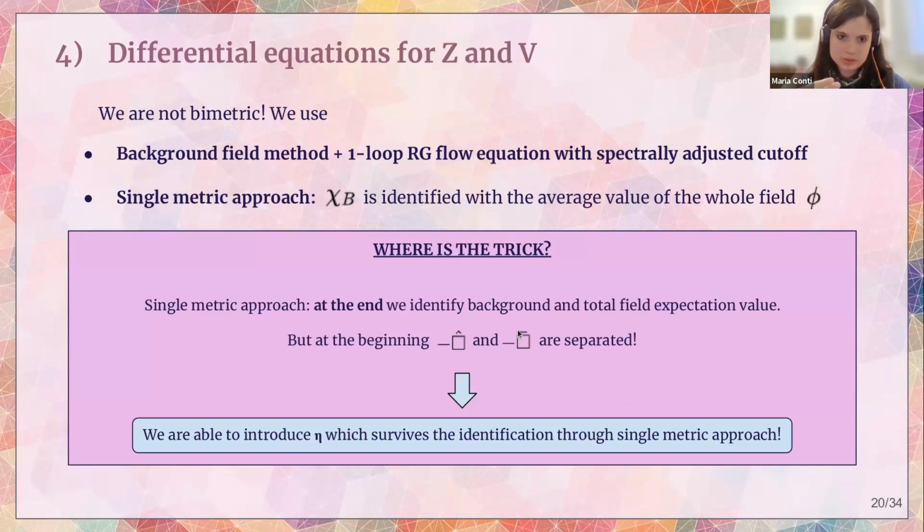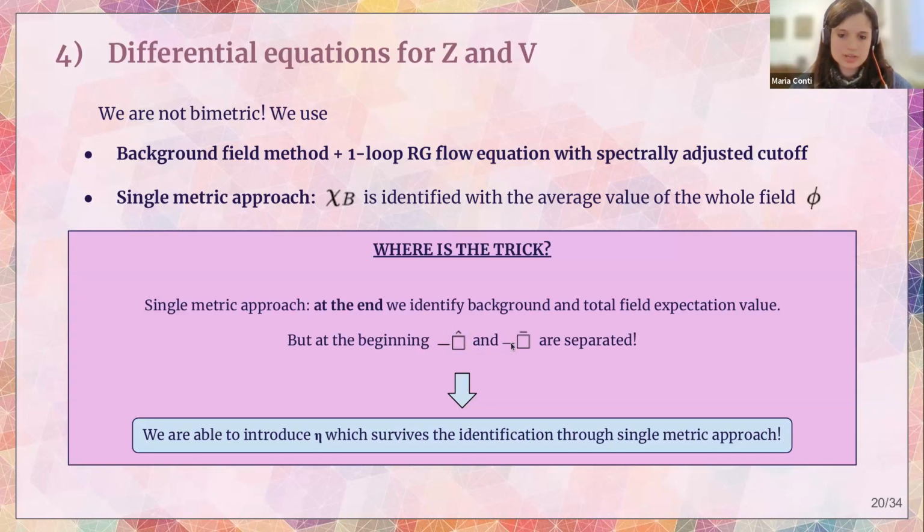The point is that we're not bimetric. Because yes, we're using the background field method because, of course, at some point you have to introduce a background in order to perform computations. And this we do by trying to solve the one loop RG flow equation with the spectrally adjusted cutoff that I showed you before. We do all of our computation, and just at the end, we perform the single metric approach. So only at the end, we identify psi b with the average value of the whole field phi. So where is the trick? The point is that through the single metric approach, at the end, we identify the background and the total field expectation value. But at the beginning, these two guys were very well separated.